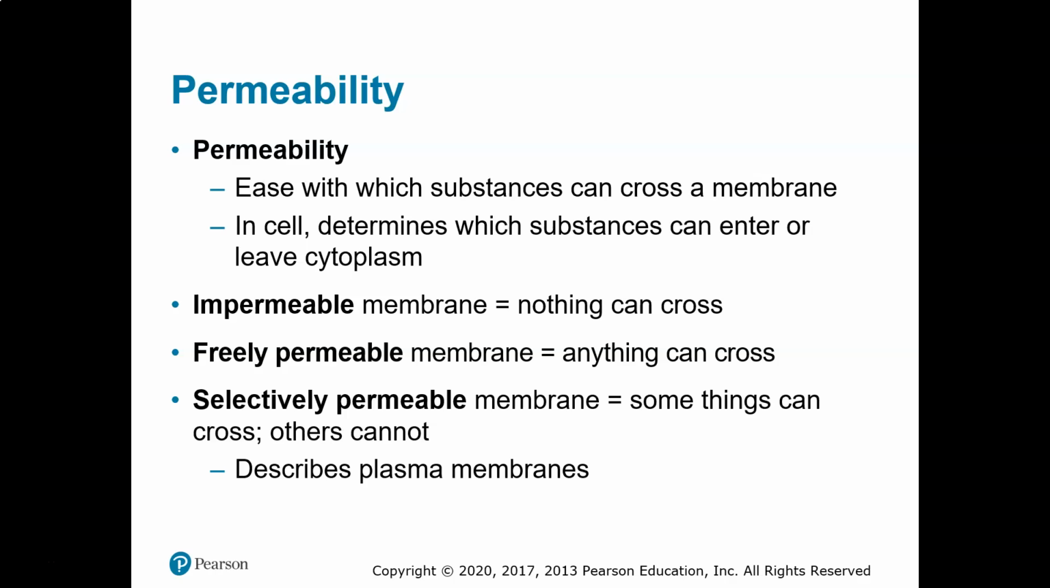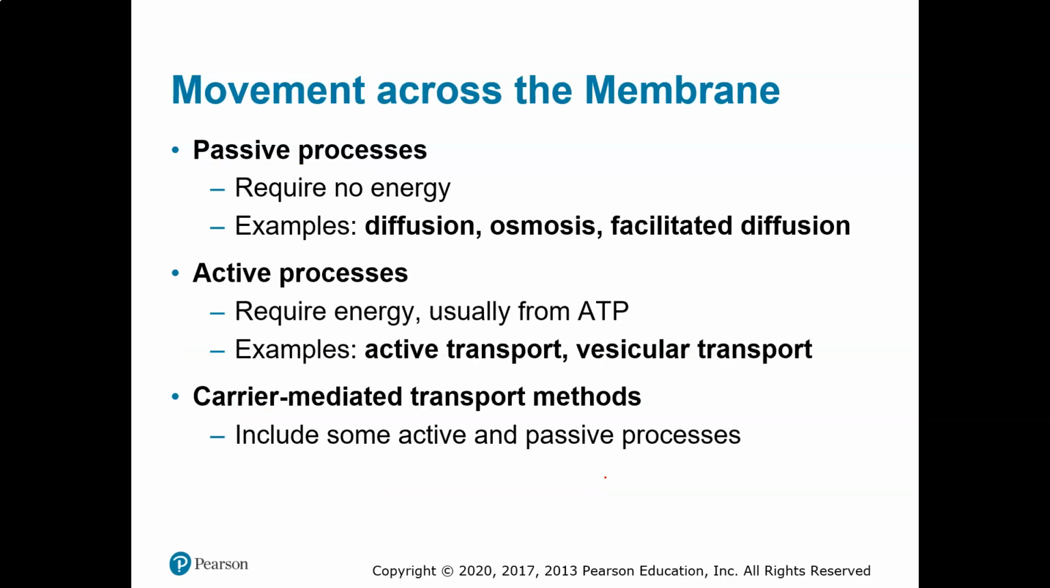All right, permeability is the ability of the cell's plasma membrane to transport substances across. Our cells are selectively permeable. That means they allow some substances to cross and prevent others. So our plasma membranes are selectively permeable. Movement across the membrane is either passive or active.